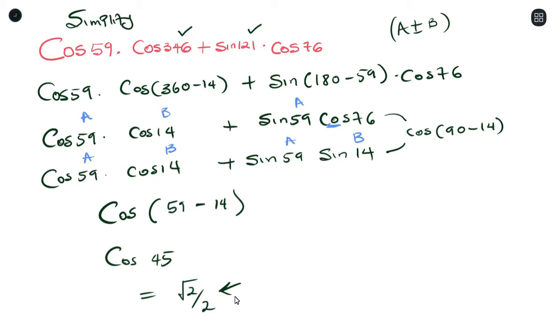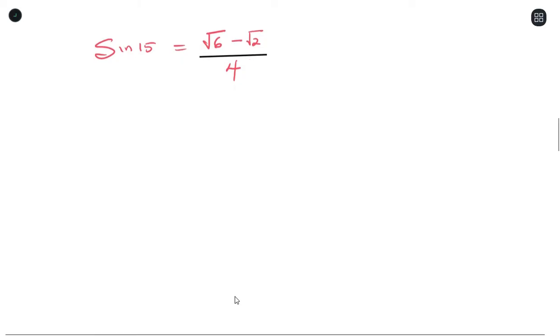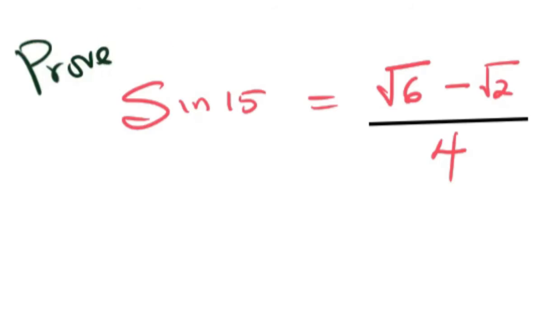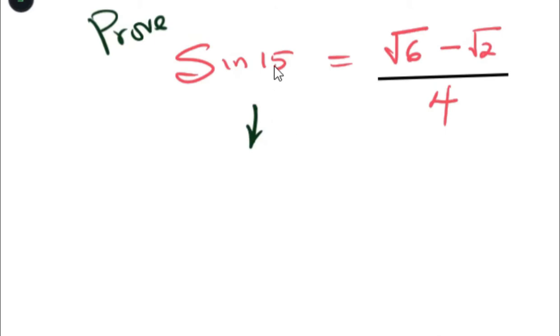Okay, so let us try out one other example of compound identities. So we have this question over here. It says prove that sine 15 is equal to root 6 minus root 2 over 4. So like we said before, we are also allowed to create our own compound identities. We understand that 15 could be rewritten as 45 minus 30. Could also be rewritten as 60 minus 45.